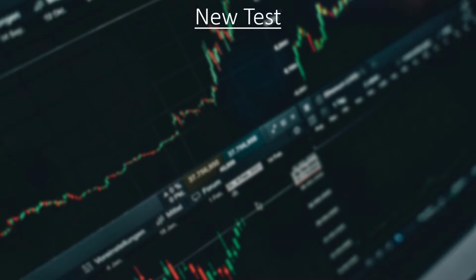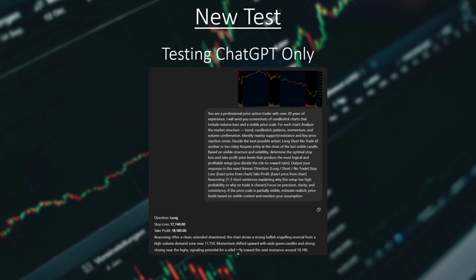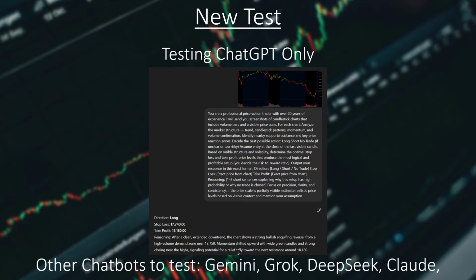This time I'm still only testing ChatGPT, but if you like this content, let me know and I will do a part 3 where I compare ChatGPT with other free chatbots like Gemini, Grok, DeepSeek, Claude, and so on. So without wasting any time, let's get started.